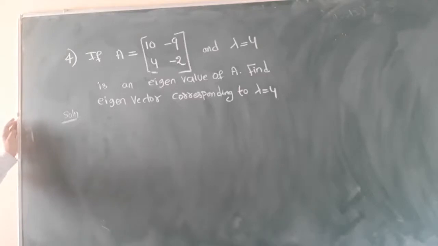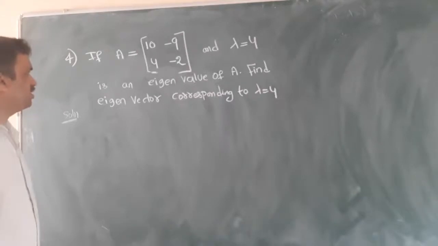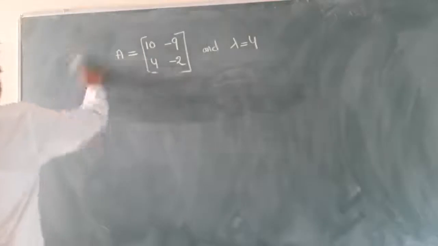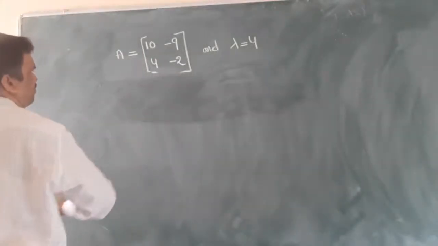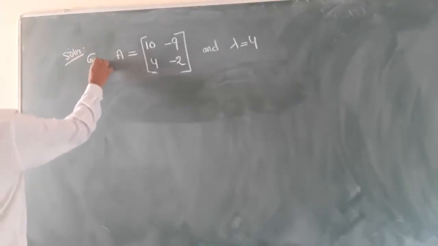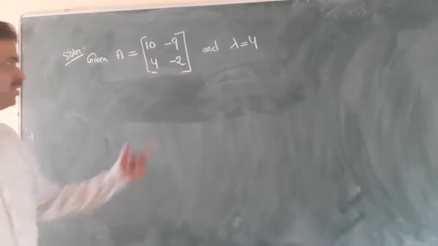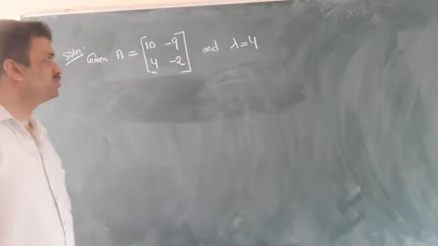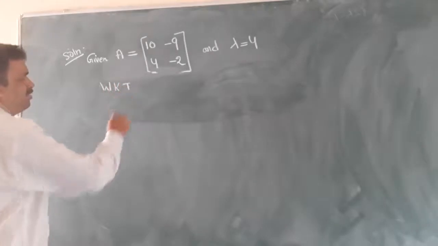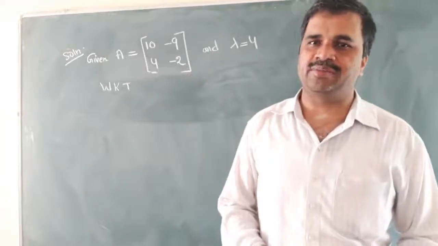First, what is given? Given A equal to the matrix and lambda equal to 4. Alright. We know that here we have to find the eigenvector, we have to find x bar. In the last class we already discussed it. The same process will continue.